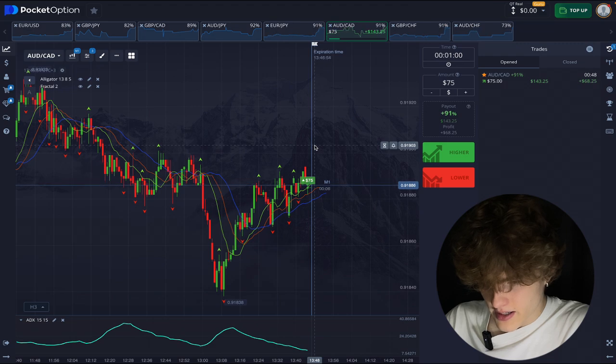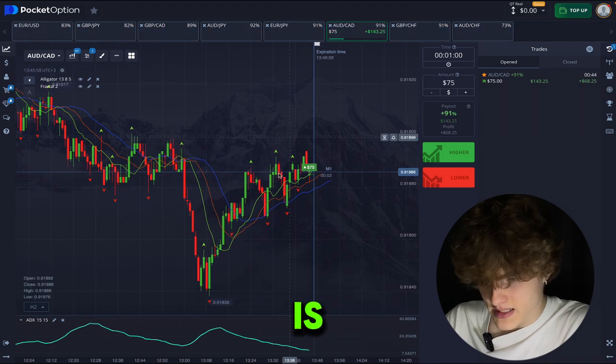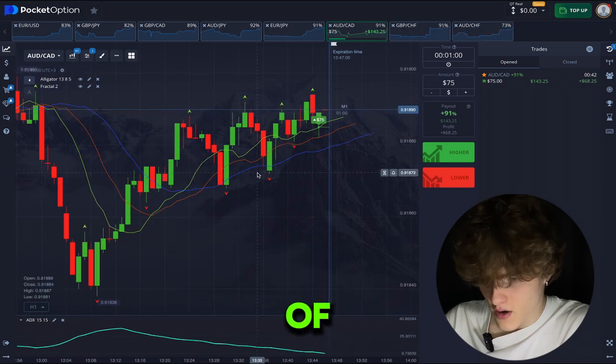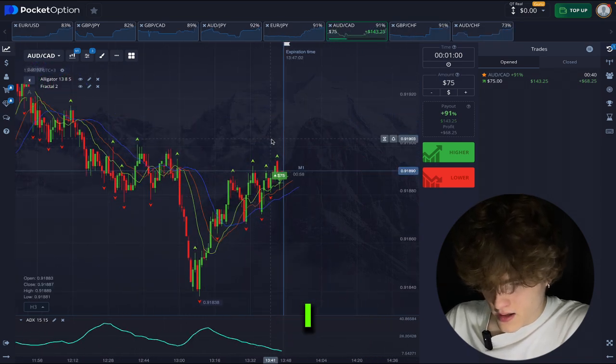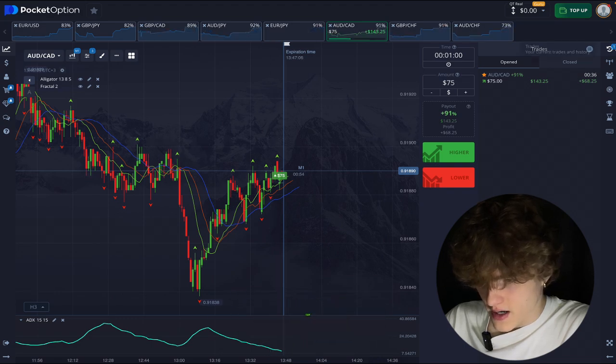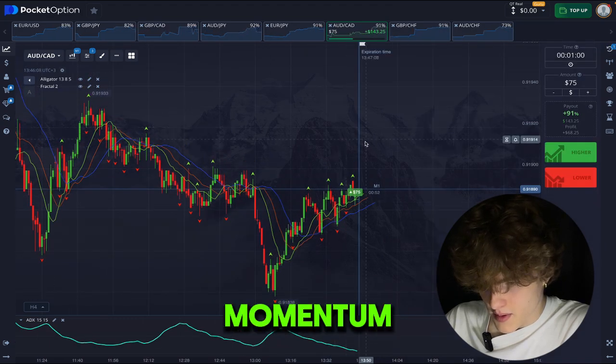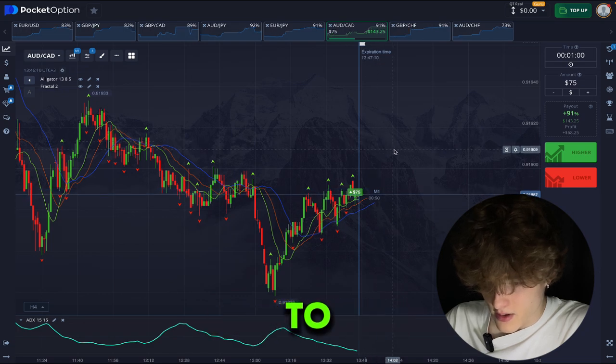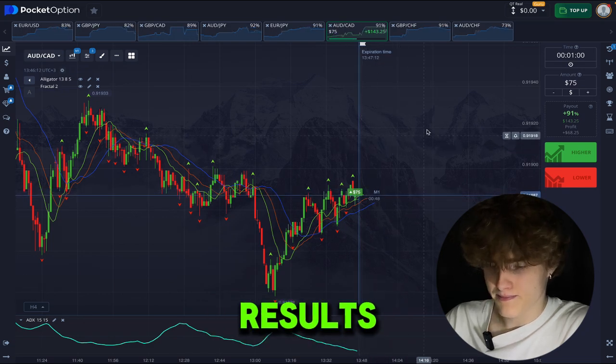Here, already on the basis of the character of the movement in this section, it is a more reliable point of entry, and I think I got the right timing of the opening, and the momentum is not going to go down. So let's see the result.